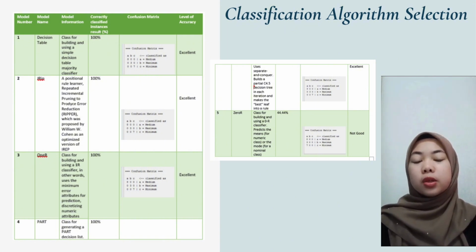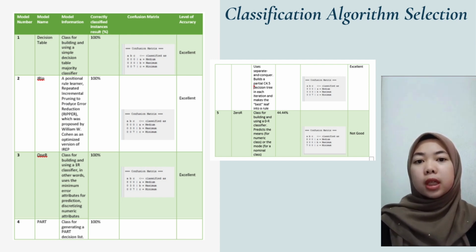Lastly is 0R, which means a class for building and using a 0R classifier to predict the mean for a numeric class and the mode for a nominal class. However, this technique recorded only 44.44% for correctly classified instances, which shows a not good level of accuracy.